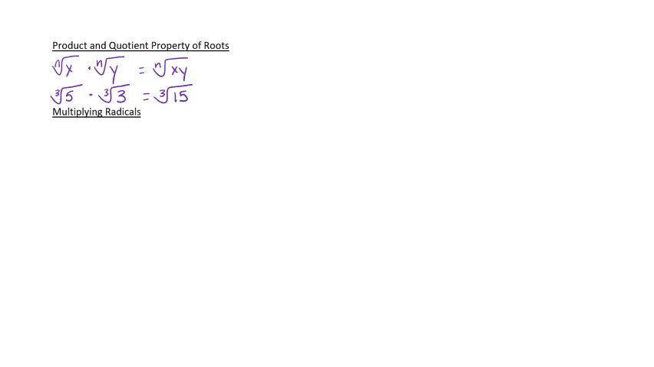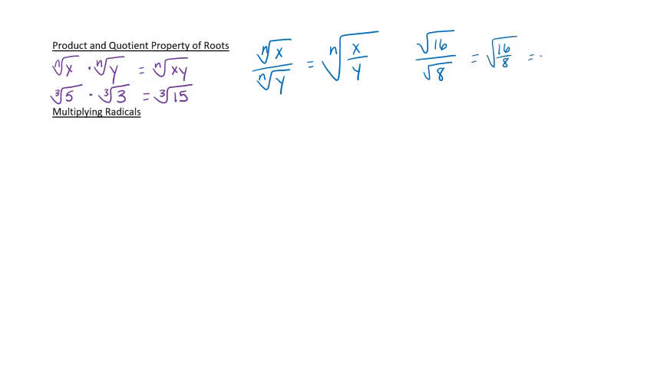That is what we were using to simplify radicals. Maybe we had like the square root of 27 and we would split that up into like 9 and 3. There's also the quotient property. So if you divide two radicals, you can write them together as a division under one radical, so one radicand. So if we had, let's say, the square root of 16 divided by the square root of 8, that would be 16 divided by 8, which is 2.